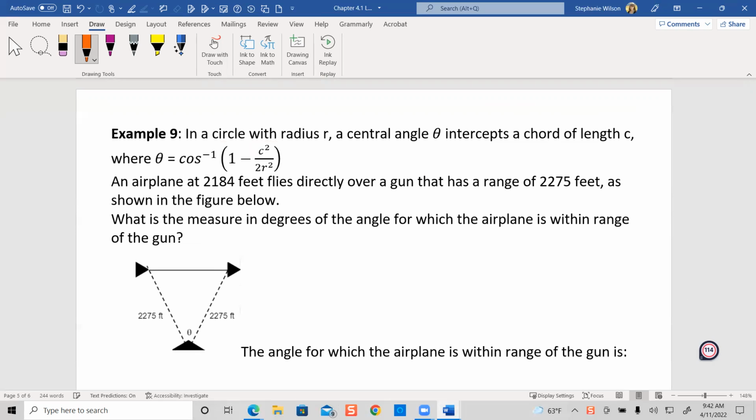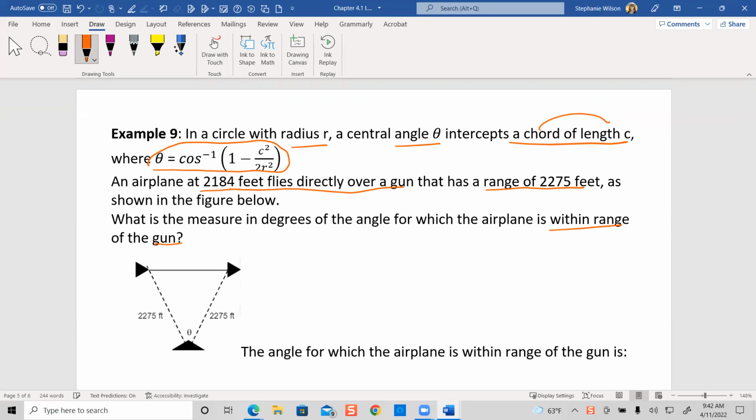In a circle with a radius r, we have a central angle theta that intercepts a chord of length c. We're going to call c the chord, where theta is equal to this formula right here. Okay, we have an airplane at 2,184 feet that flies directly over a gun that has a range of 2,275 feet. What is the measure in degrees of the angle at which the airplane is within range of the gun?